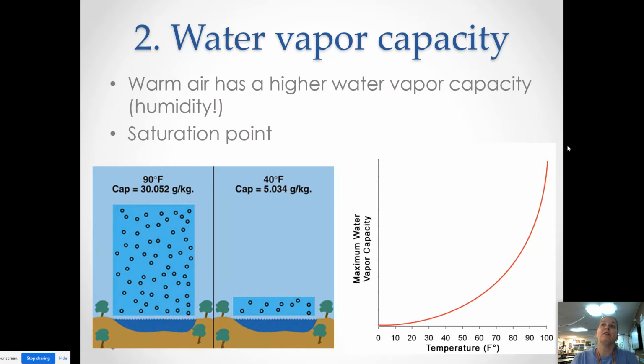Second one is water vapor capacity. Warm air has a much higher water vapor capacity. Think when it's hot and humid in the summertime. So if we're 90 degrees, we have a capacity of this. If we're 40 degrees, that's why when they talk about it being too cold to snow, it's because there's not enough moisture in the air for snow to even happen. So the colder you get, it's actually too cold to snow.